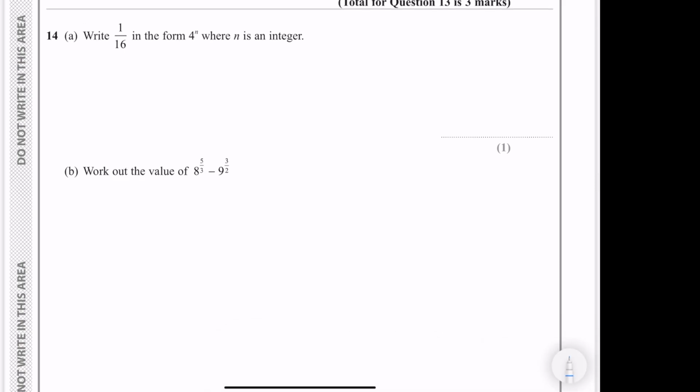So 1 over 16, write it in the form 4 to the power of n. So I need to change 16 into 4 to the power something. Yeah, so that is this. And then if you want to write it as 4, you have to change the positive power into negative power.